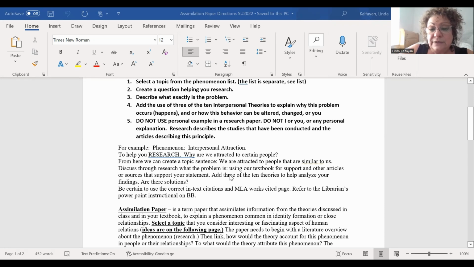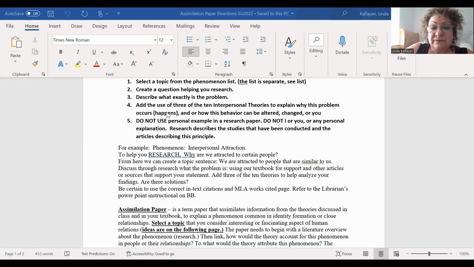Add 3 of the 10 theories to help analyze your findings. Are there solutions? Sometimes, depending on your topic, one of these theories can prove as a solution. And again, you will have to have a works cited page. I believe, and I will double check that on your website, to make sure that you understand how to prepare a proper MLA works cited page. The librarians put together a PowerPoint, or you can use easybib.com.